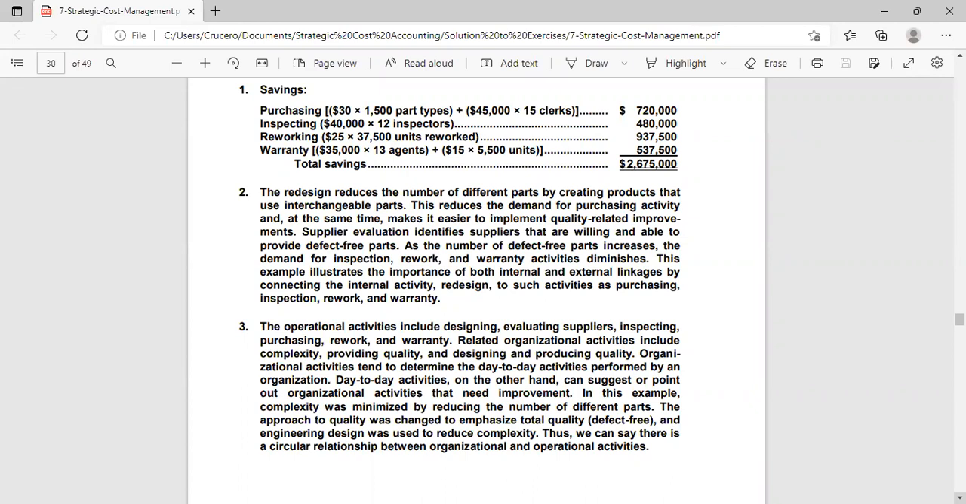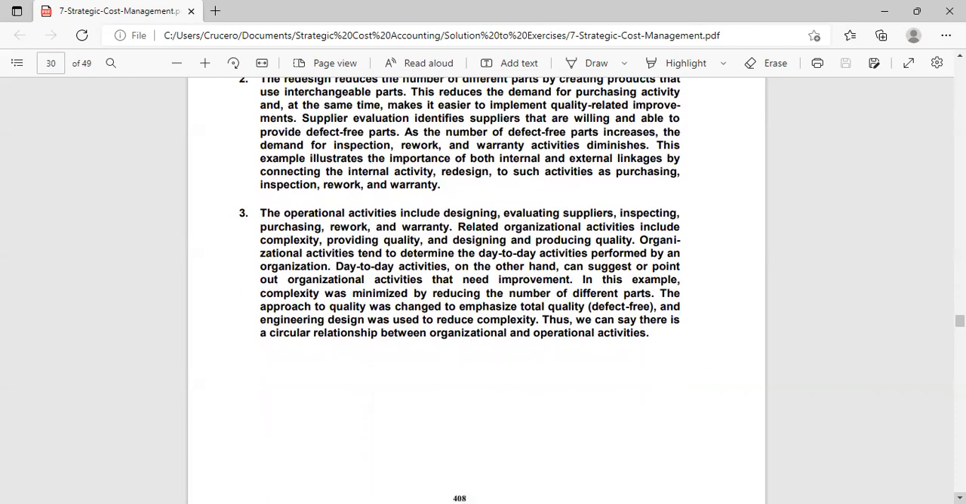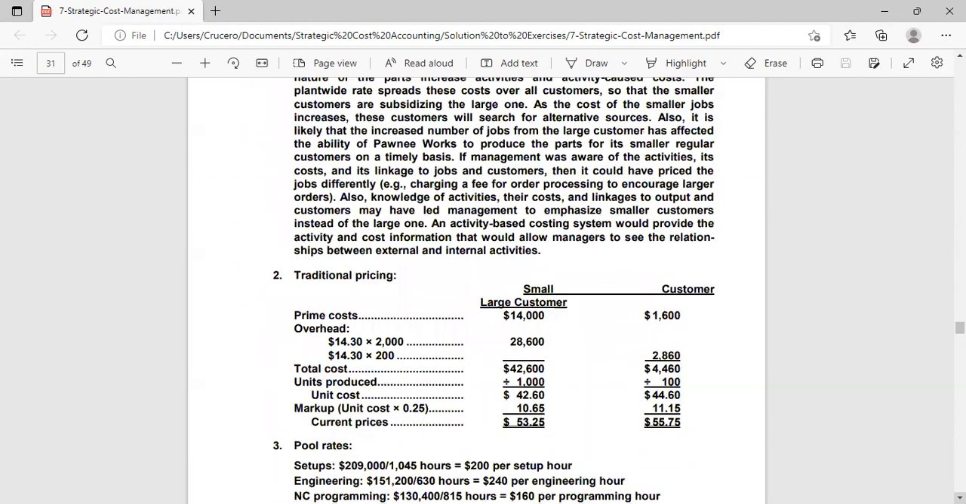In this example, complexity was minimized by reducing the number of different parts. The approach to quality was changed to emphasize total quality, defect-free, and engineering design was used to reduce complexity. Thus, we can say there is a circular relationship between organizational and operational activities.